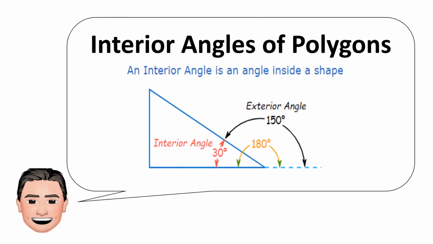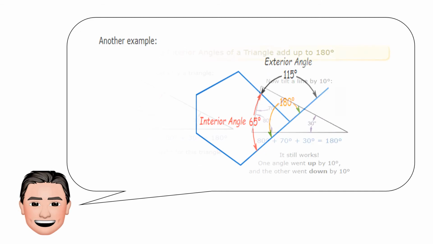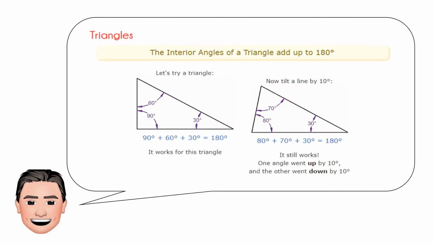Interior angles of polygons. An interior angle is an angle inside a shape. Another example. Triangles. The interior angles of a triangle add up to 180 degrees. Let's try a triangle. It works for this triangle. Now tilt a line by 10 degrees, it still works. One angle went up by 10 degrees, and the other went down by 10 degrees.